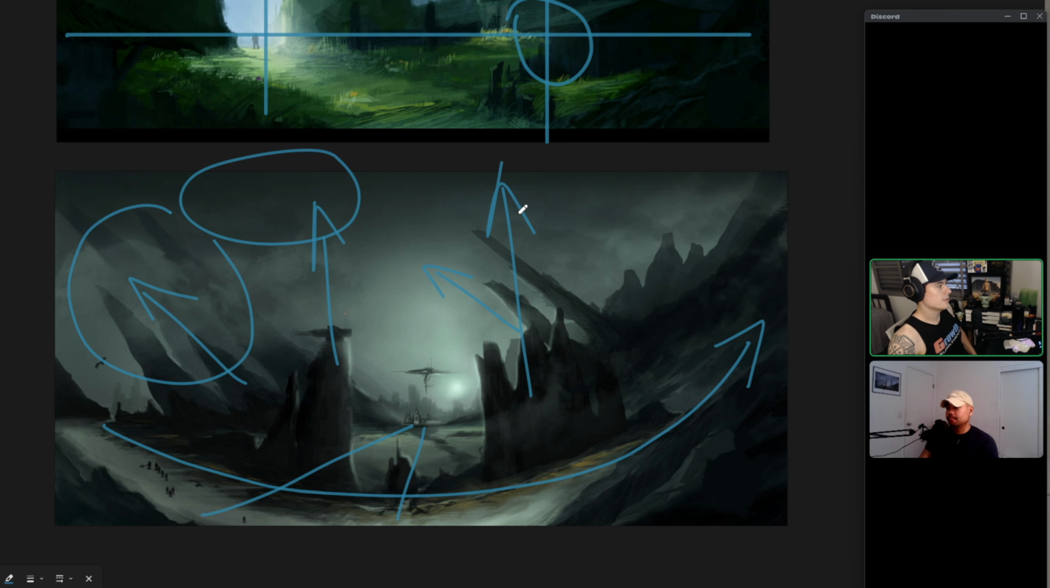That would make more sense. But it's the inconsistency, right? You have some pointing towards the right, some towards the left, some pointing upwards, and then you have the circular thing that is not quite working.